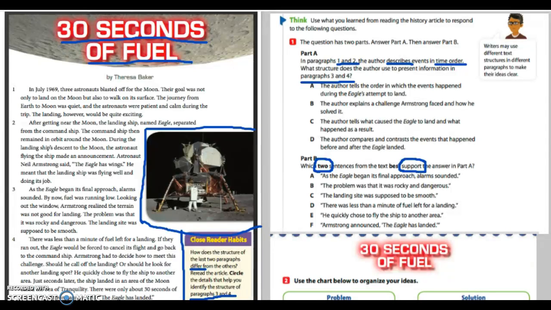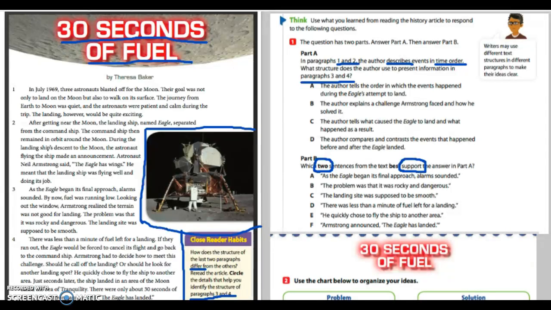In July 1969, 3 astronauts blasted off for the moon. Their goal was not only to land on the moon, but also walk on its surface. The journey from Earth to Moon was quiet, and the astronauts were patient and calm during the trip. The landing, however, would be quite exciting.